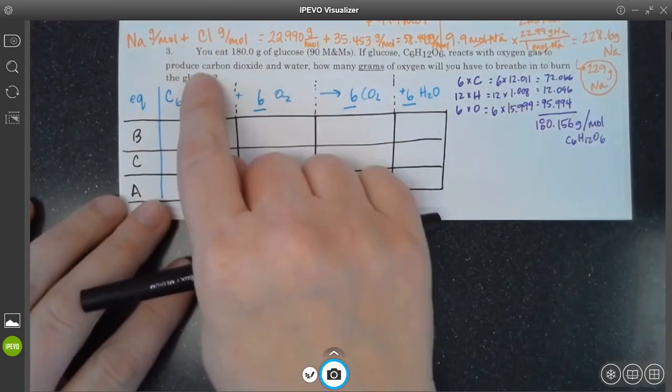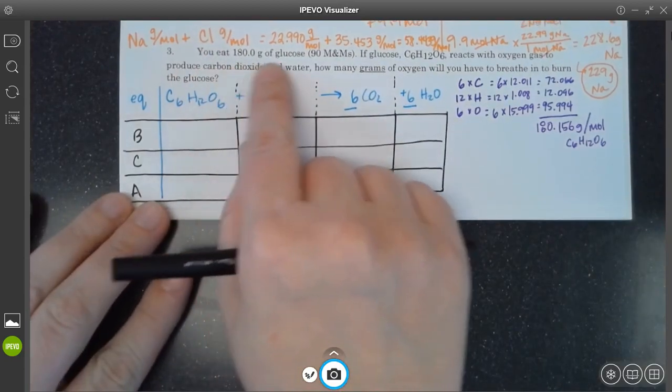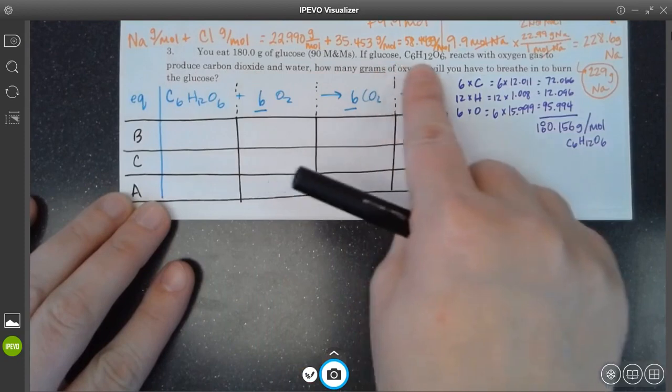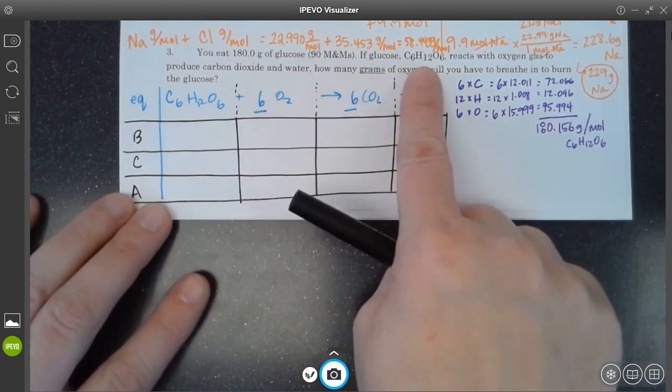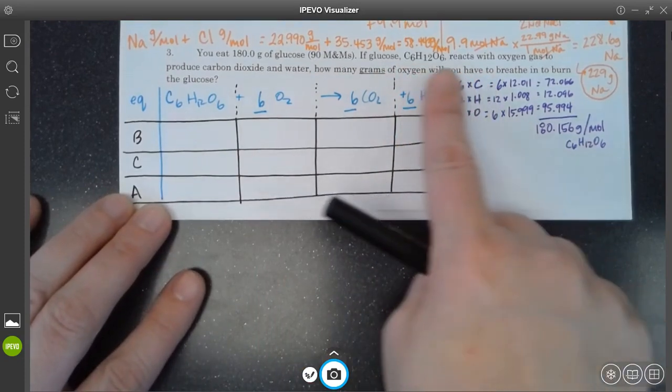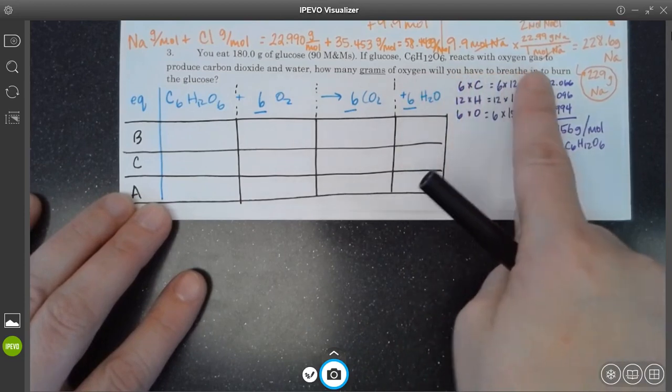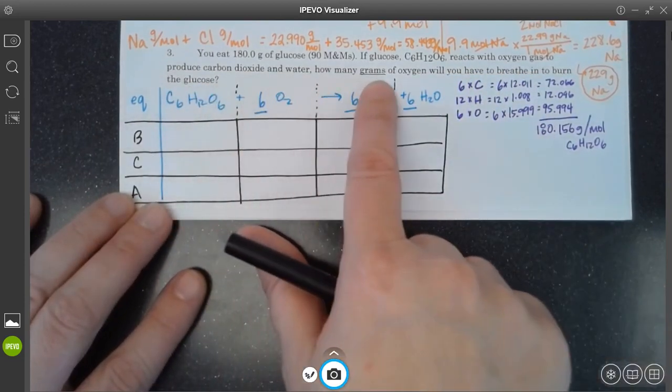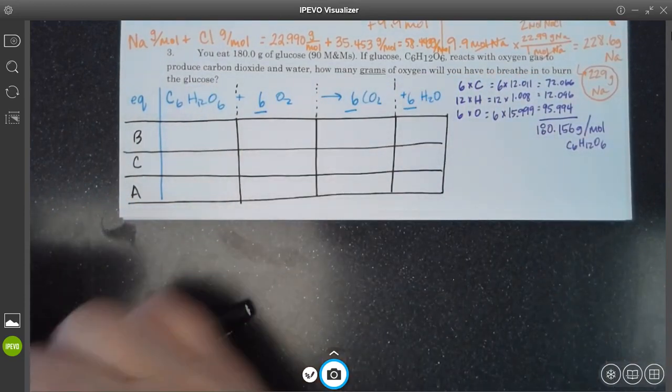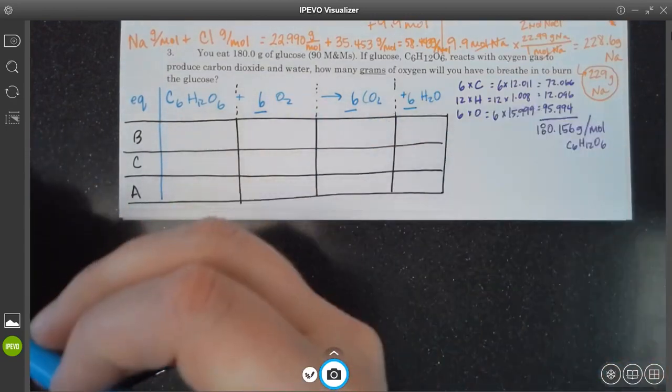Okay. What our problem says is you eat 180 grams of glucose. If glucose, sugar, I know you guys have already had too much glucose, reacts with oxygen gas to produce carbon dioxide and water, how many grams of oxygen will you have had to breathe in to burn the glucose?